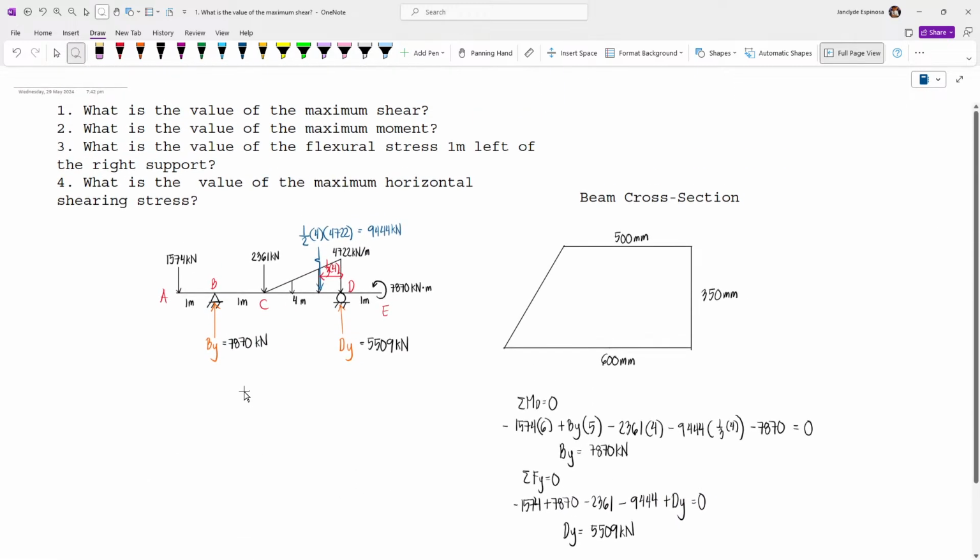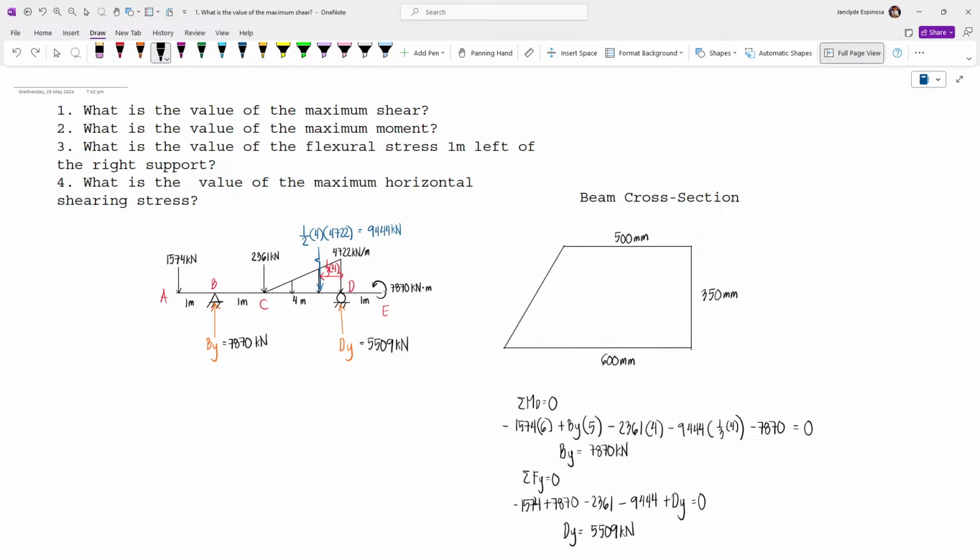So the first question, what is the value of the maximum shear? Now, if the question is the maximum shear, what you need are the shear values at the points where there are changes in the loading. So we have point A, point B, point C, point D, and point E. So we need the shear values at those points. But there's no need for E, because we know the shear value there will be 0, because there is no more vertical load there.